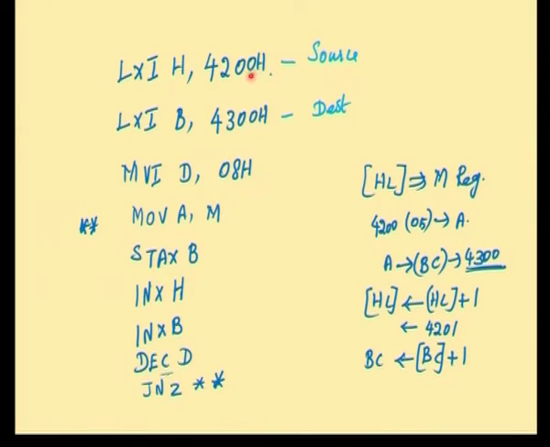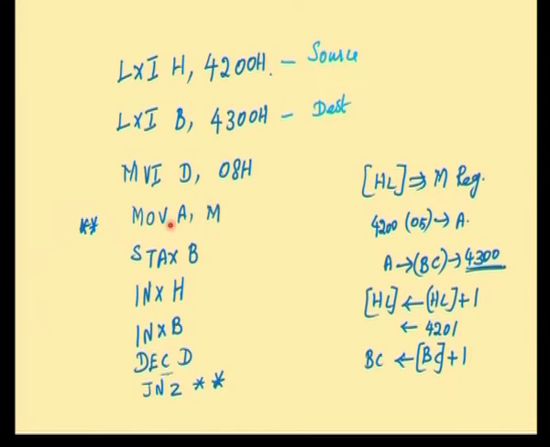LXI H, 4200 which is the source address where we have the data. LXI B, 4300 this is the destination address where we have to move. Then how many bytes you want should be initialized here. I have selected the D register, so MVI D, 08H. So first I want to read the data from source, then move to destination. For that I am accessing the first data via the M register. So the HL register pair content is called with M.